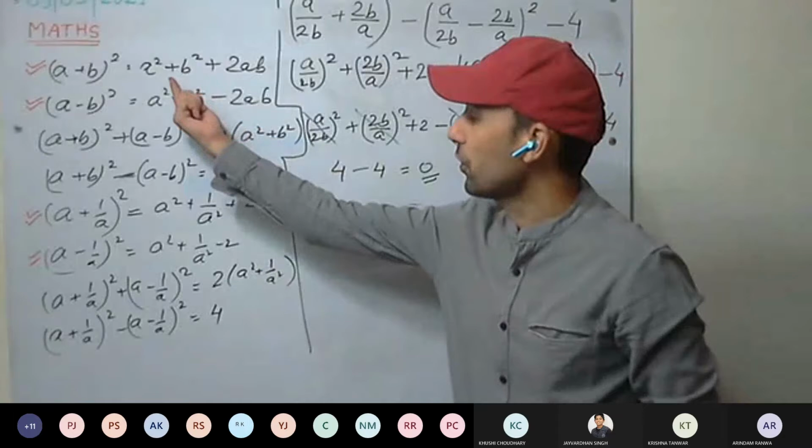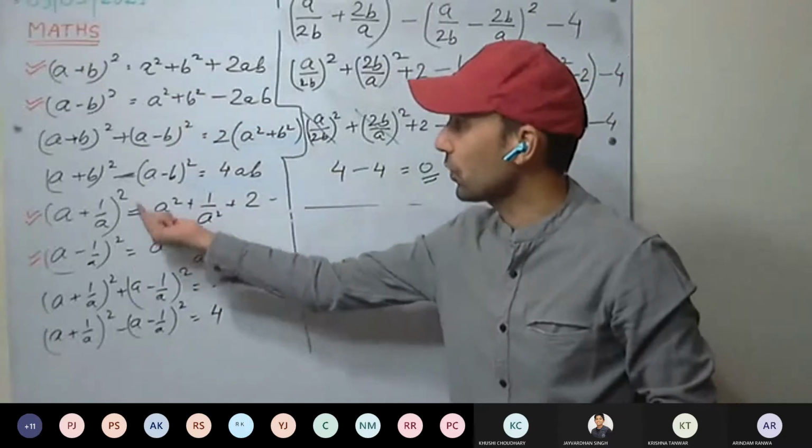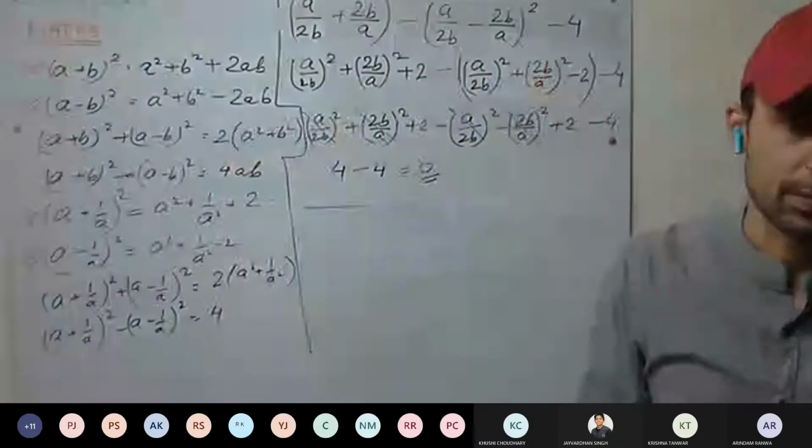So from the first, we can derive this one. From the second, we can derive this one. So these four identities we must remember.